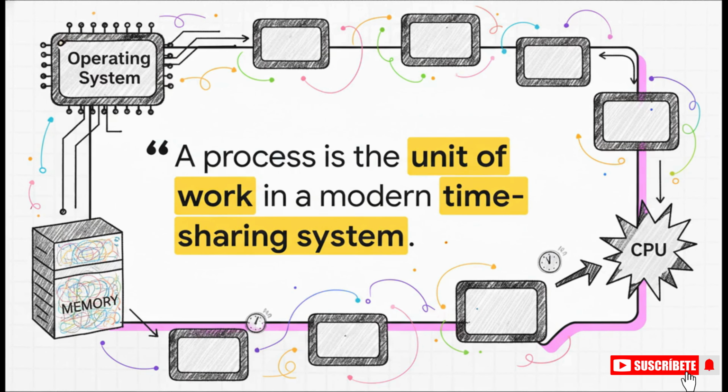So let's just bring it all home with this one thought. A process is a program that has been brought to life by the operating system, given a home in memory to live in, and given a turn to run on the CPU. It really is that fundamental unit of work, the key abstraction that lets our computers create that beautiful, powerful illusion of doing a million things at once.